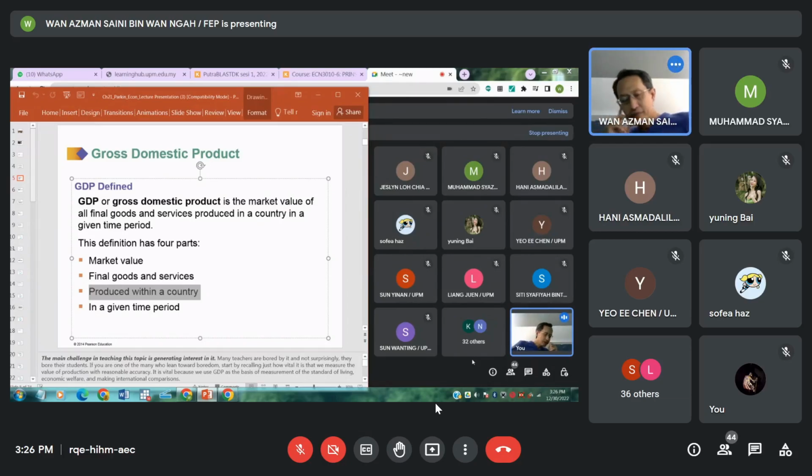You have to remember. And then the last word, I'm going to relate this to production, but in a given time period. GDP normally is computed for every year, on an annual basis.